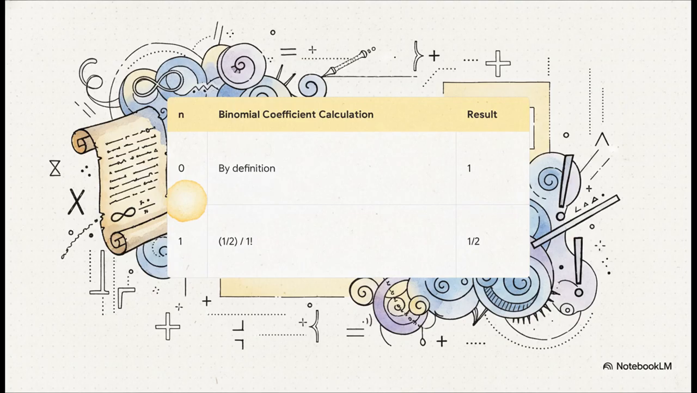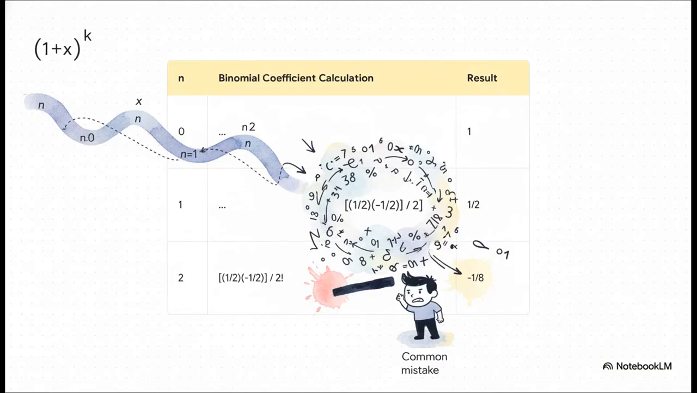For n equals 1, it's just k divided by 1 factorial, which for us is just 1/2. So far, so good. Now for the n equals 2 term, the numerator is going to be k times k minus 1, so that's 1/2 times negative 1/2. Then we divide that by 2 factorial, which gives us negative 1/8. And you really have to watch out for that negative sign. It's such a common spot to make a tiny mistake, but it is absolutely crucial to getting the right pattern.